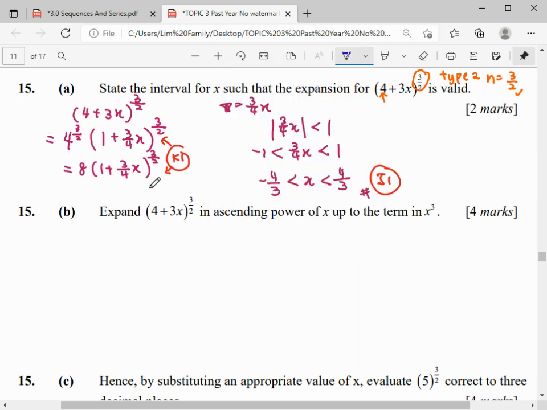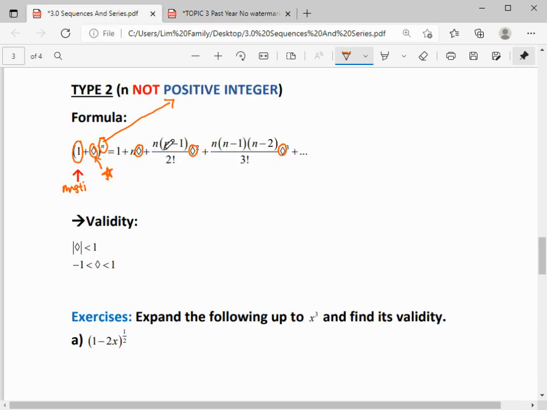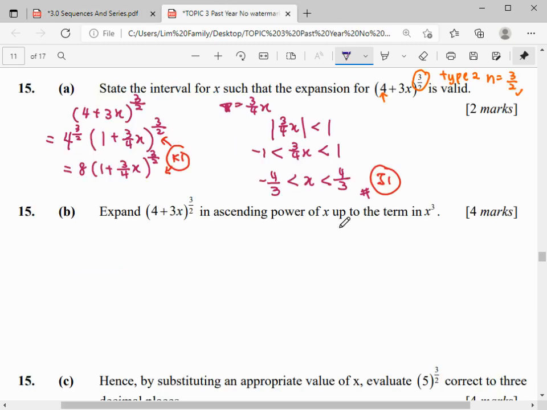So use this, and expand. Now we're going to expand out all these terms. First term, second term, third term, fourth term, and so on. How many terms do they want? They said up to x power 3. So we will present the expansion up to x power 3. After that, we're not going to do that.